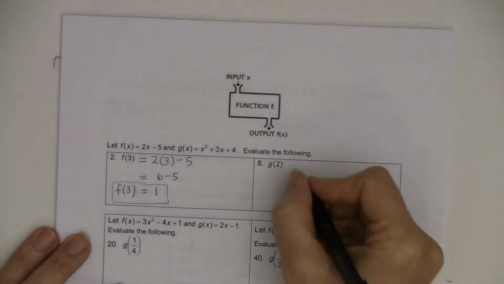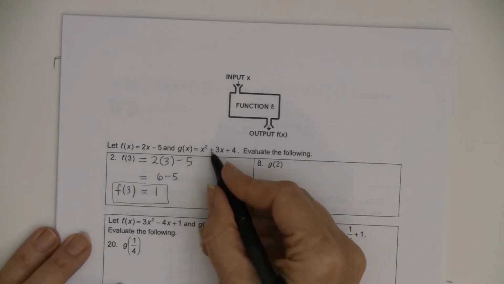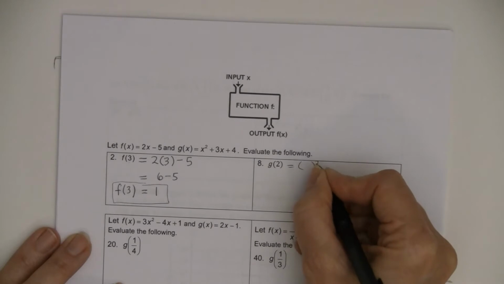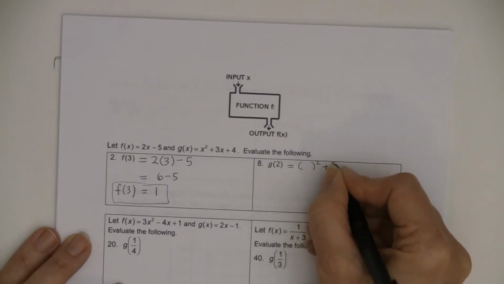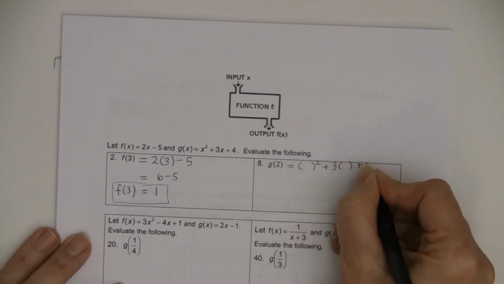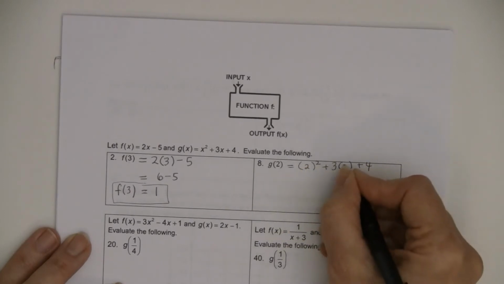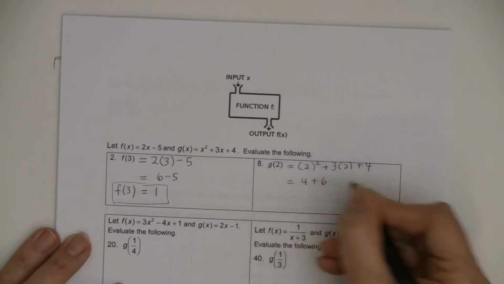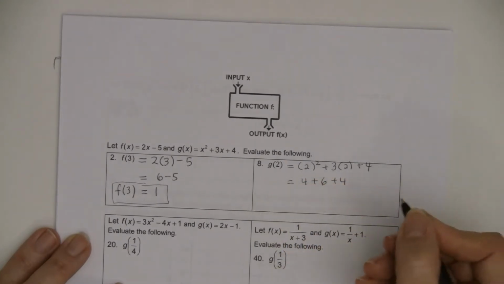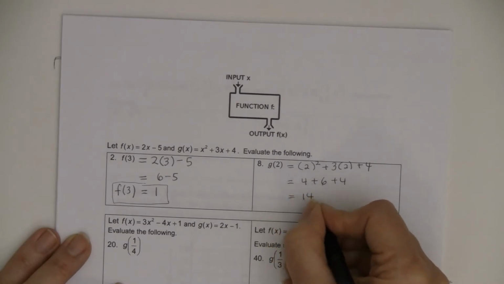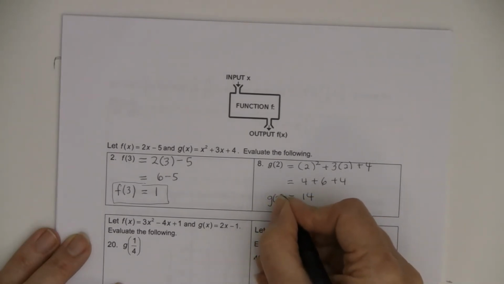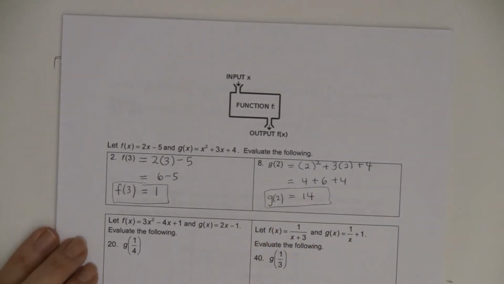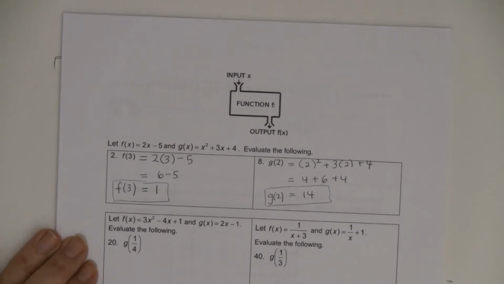G at 2. Well, the g function squares, then adds 3 times it, and then adds 4. So this would be the blank squared, the parentheses squared, plus 3 times the parentheses plus 4, and we're going to be plugging in 2. And then we'll do the arithmetic, so that's 4 plus 6 plus 4 is 14. So the whole thing would be g at 2 equals 14, but in the back of the book, they're just going to put 14 since they asked you what it was.